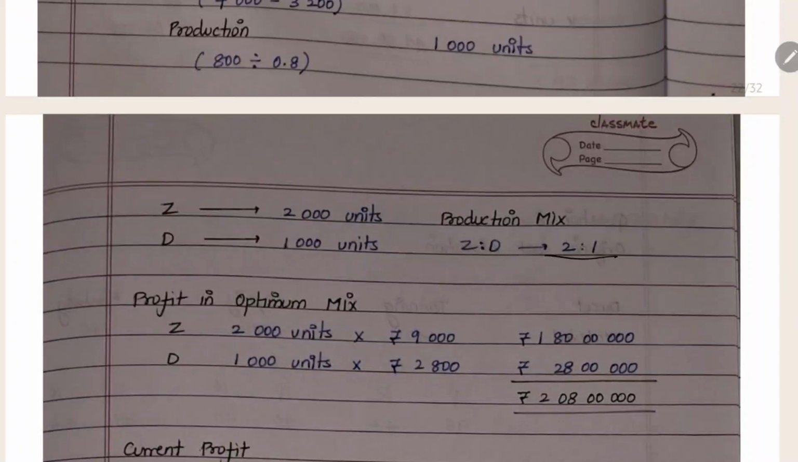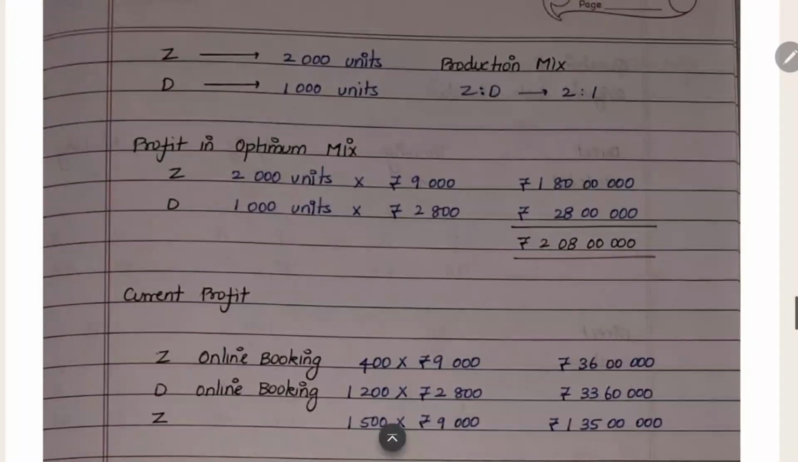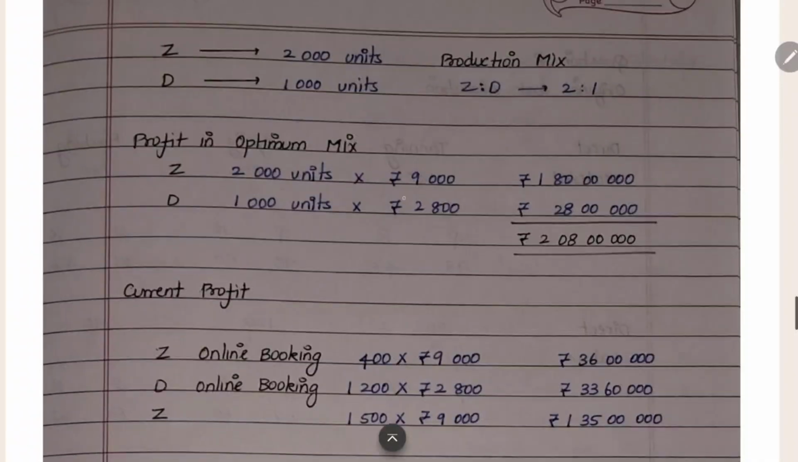In this optimum mix, how much profit will we be earning? For 2,000 units, this is the contribution. For one unit, the contribution is 9,000 in Z. For one unit, the contribution is 2,800 in D. Multiplied by the number of units, you will get the profit in optimum mix. You can total this and get the profit.